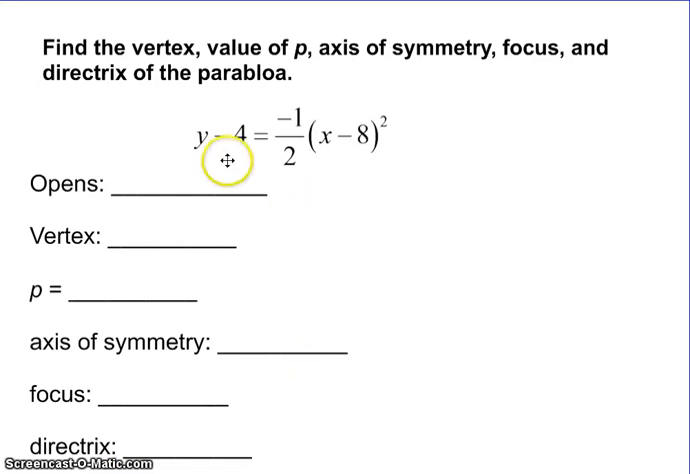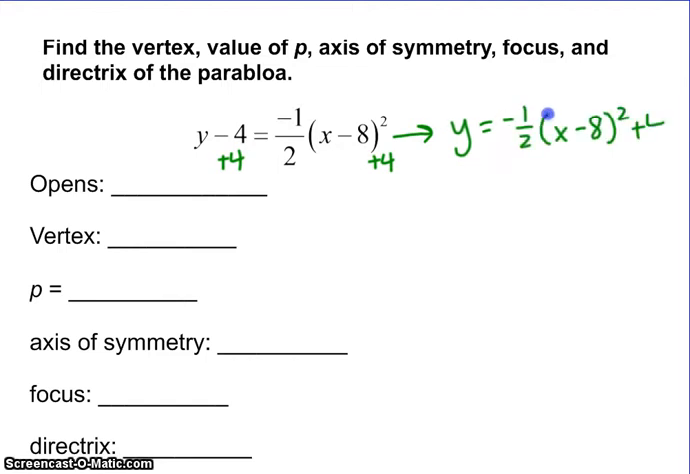Now, what I like to do is sometimes change this into the vertex form. We're used to having y by itself. So if we did, that would be y equals negative 1/2 (x minus 8) squared plus 4. Okay? So this is back in vertex form, h, k. Remember that the sign in the parentheses is opposite, so it's (8, 4) for my vertex. I also see that the number out front of the parentheses, my a, or my 1/4p, is negative, so this one will actually open down.